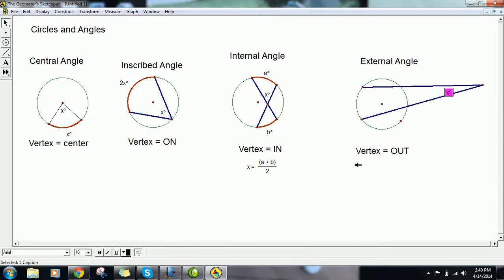It's an external angle. And this also, much like the internal angle, cuts two arcs. So let me put a point here at the intersection, another point there. Note that this angle cuts or creates this particular arc and that particular arc. So I'm going to try to highlight those so you can see a little better. I'm going to construct that arc.